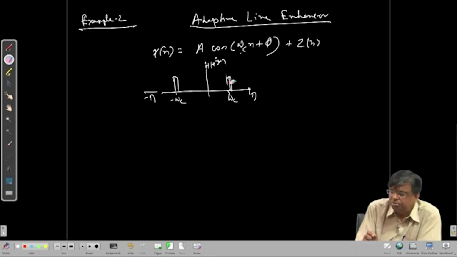But the problem in this approach is that if after some time the frequency changes, then this filter will remove this input also, because now omega c has changed to some other frequency, say here.